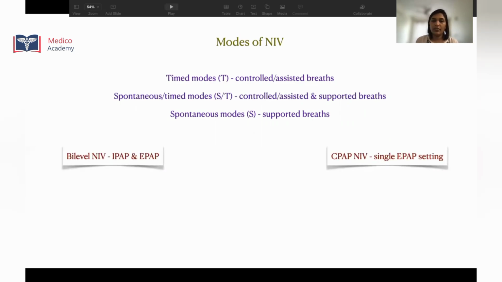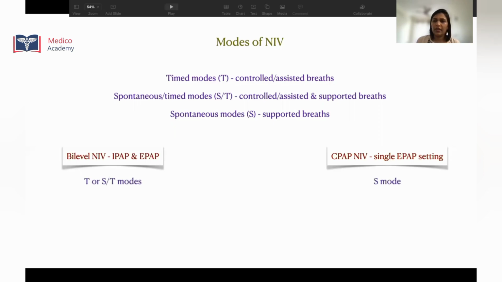There's another way of classifying NIV modes. Broadly, you can classify them into bilevel NIV and CPAP NIV. So in bilevel NIV, there are two settings, whereas in CPAP NIV, there is only a single setting. So in bilevel NIV, you have two pressure levels, namely IPAP and EPAP. IPAP is inspiratory positive airway pressure, and EPAP is expiratory positive airway pressure. In CPAP, we have only a single EPAP setting, that is, the baseline airway pressure is raised above the normal 0.